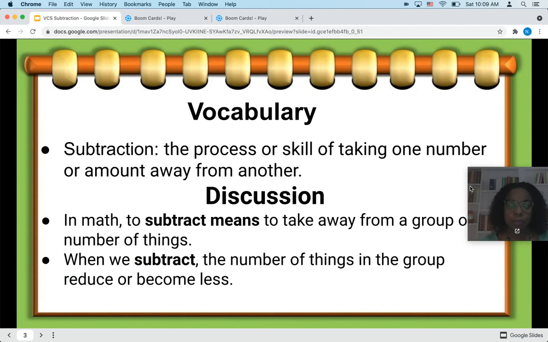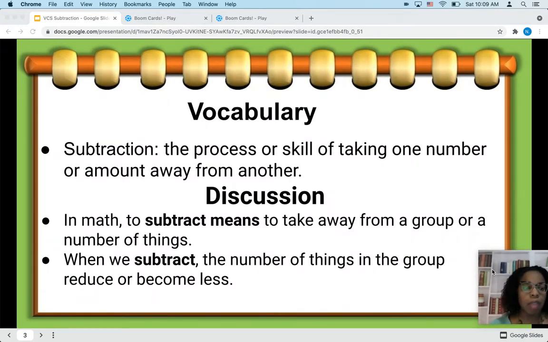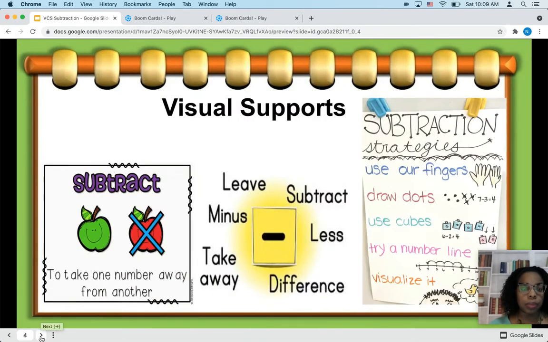Discussion: in math, to subtract means to take away from a group or number of things. You can tell students when we subtract, the number of things in a group reduces or becomes less. You could also provide visual support. It's a great idea to post this in your Google Classroom or in your physical classroom so students have a visual representation of subtract. It means to take one number away from another. And typically, this can be done by crossing out or physically taking away.